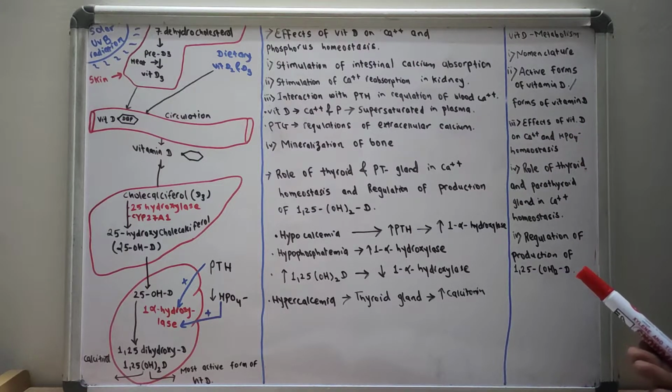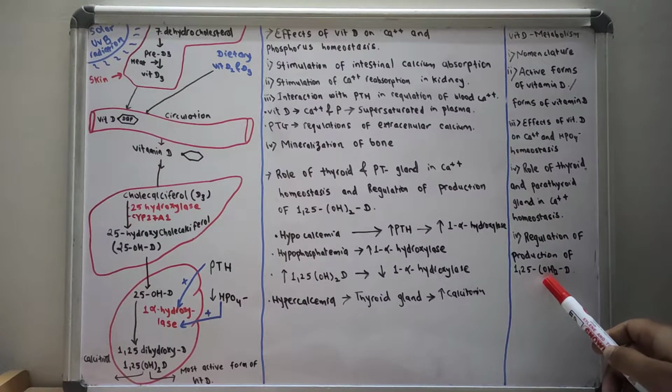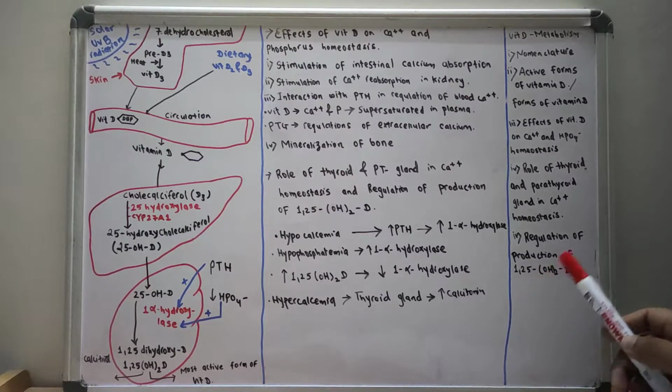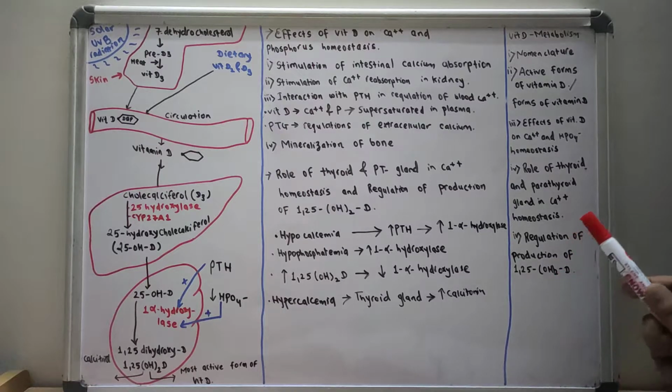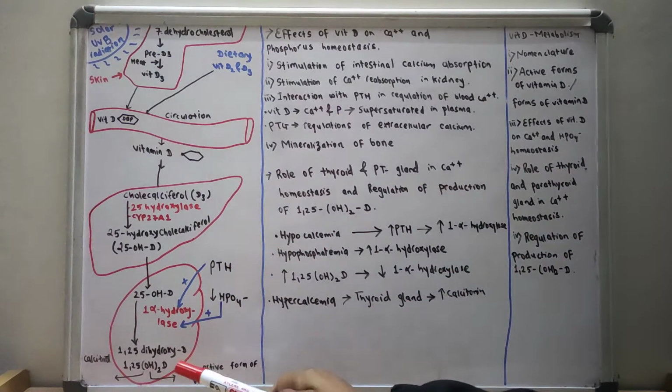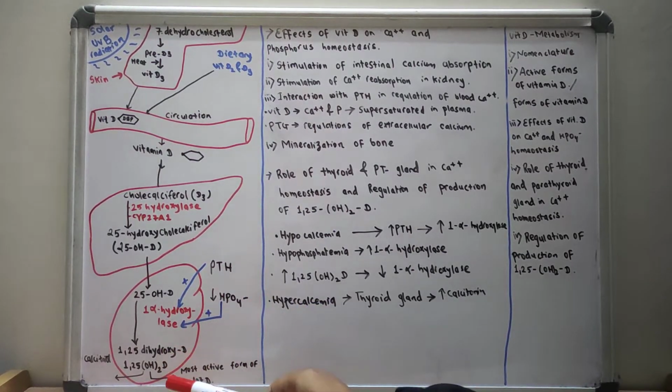I'll also discuss the various effects of vitamin D on calcium and phosphorus homeostasis, and the role of the thyroid and parathyroid gland in calcium homeostasis. I'll also discuss the regulation of production of the most active form of vitamin D, that is calcitriol, 1,25 dihydroxycholecalciferol or 1,25 dihydroxy vitamin D. So first of all, in this video I will mainly discuss the formation of 1,25 dihydroxy vitamin D, also known as calcitriol or 1,25 dihydroxy cholecalciferol.